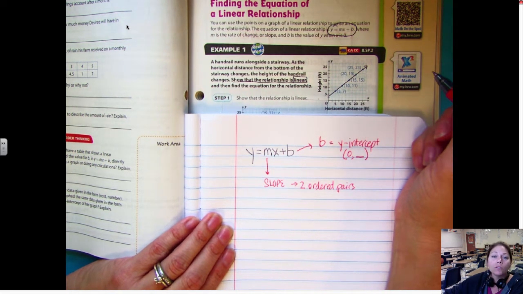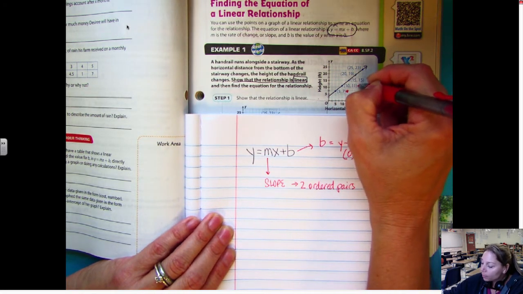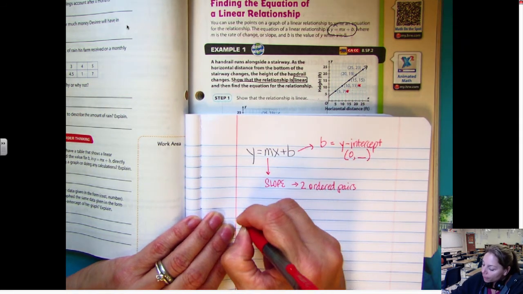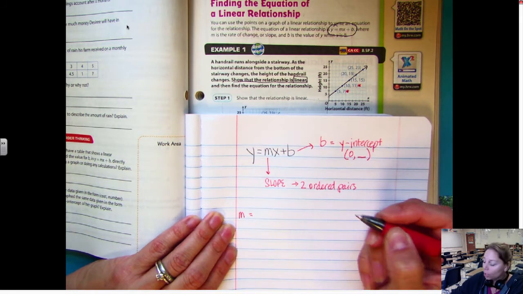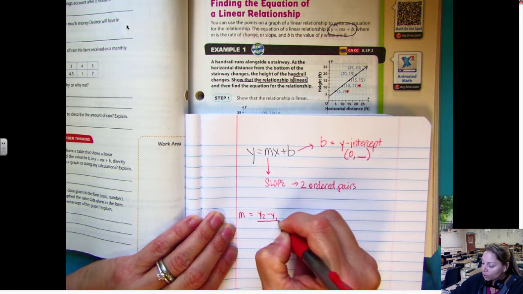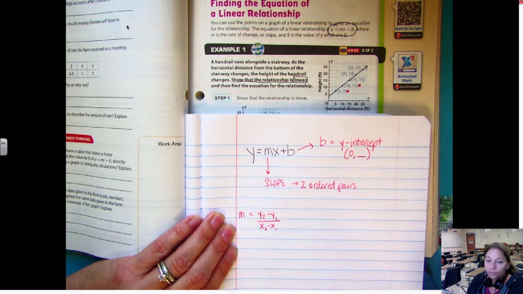So the first thing that I'm going to do then is identify what the slope is. So I'm going to go ahead and just pick (5, 7) and (10, 11) to figure out what my slope is. So let's remember that to find our slope, we use y sub 2 minus y sub 1 as our numerator, and we divide it by x sub 2 minus x sub 1.